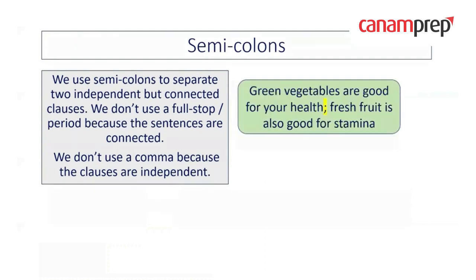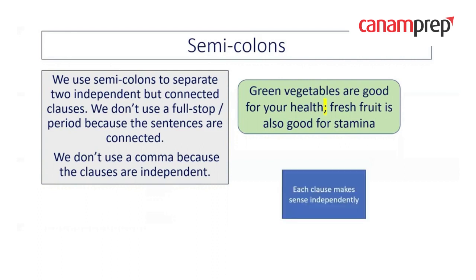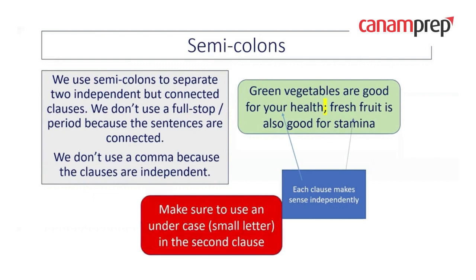So for example, green vegetables are good for your health, semicolon, fresh fruit is also good for stamina. So the two sentences actually can stand alone. They are independent, but they're connected because they're both about the same topic. So we use a semicolon to separate them. Make sure in that second phrase that you're using a small letter because it's not a capital letter after a period.